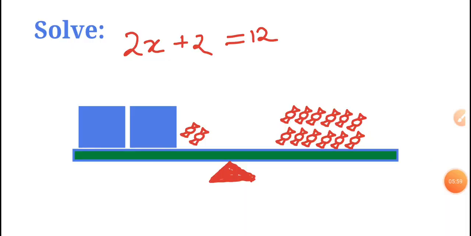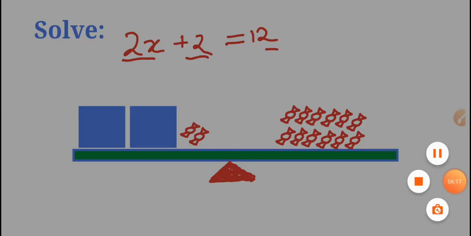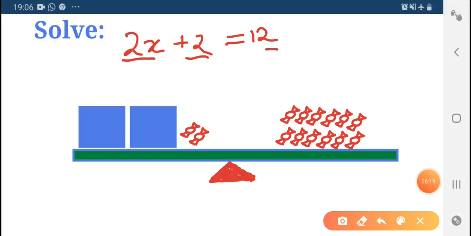In this question we have to solve 2 lots of unknown, or 2 lots of x, or 2x plus 2 equals 12. So we have to solve 2 lots of unknown plus 2 is equal to 12. Well, the easiest thing would be to see that we've got 2 extra sweets over here. If we can just get rid of 2 sweets from here, that would make our life a little bit easier. So that's the first thing we will do.